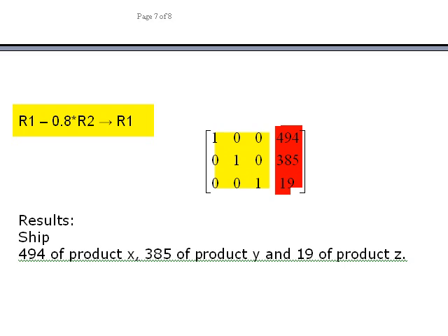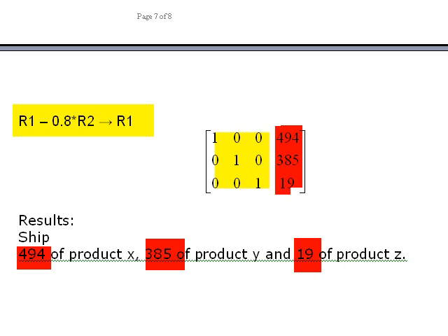This means to fill up all that cargo space, all the container space, and use up all the 11,000 pounds that were available, and have the value of the product equal to the insurance policy of $13,900, then I would ship 494 items of product X, 385 of product Y, and 19 of product Z.